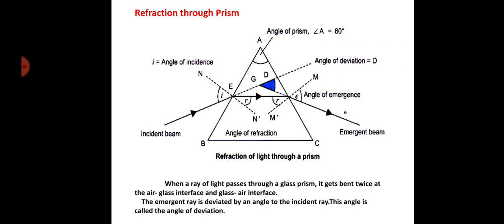So it is the angle between the incident ray which is produced forward and the emergent ray which is produced backward. You can see here the angle which is shown in blue color. This is the angle of deviation.